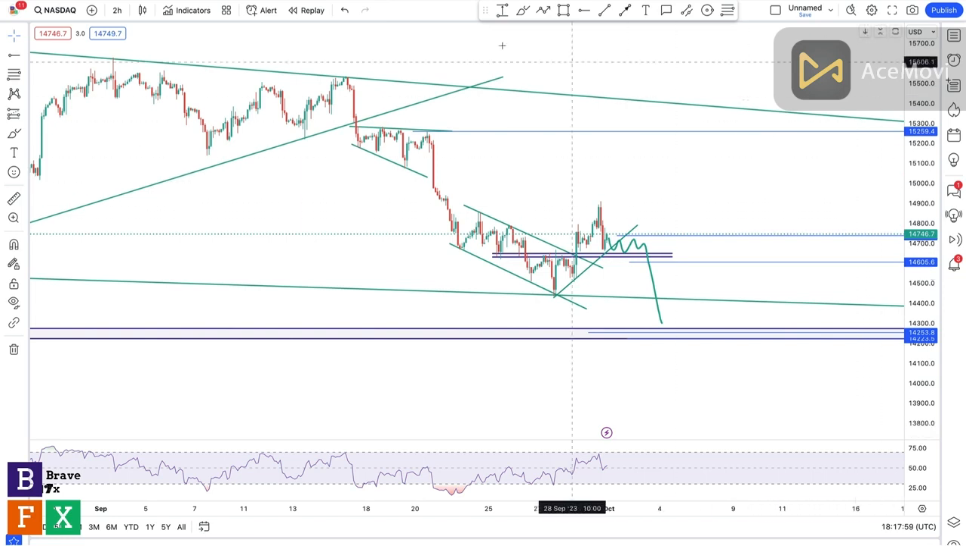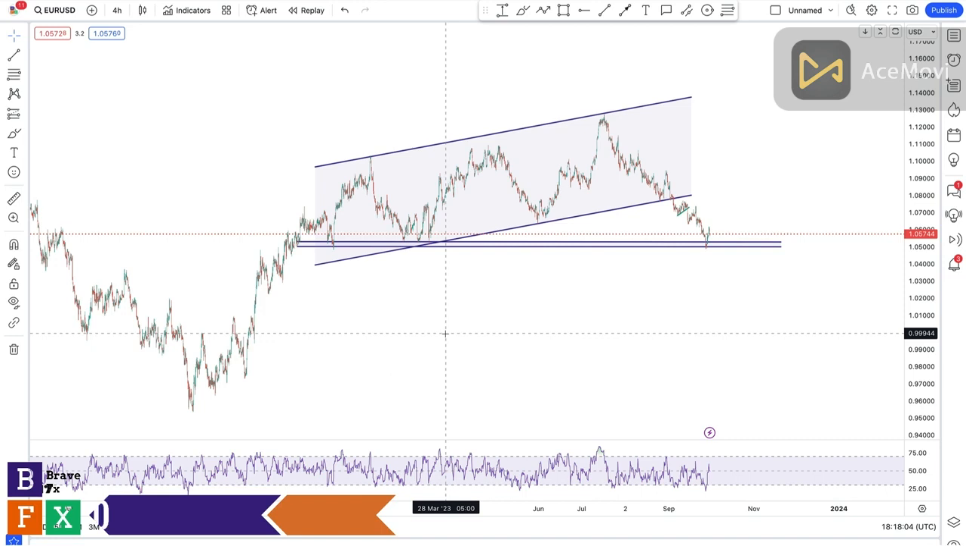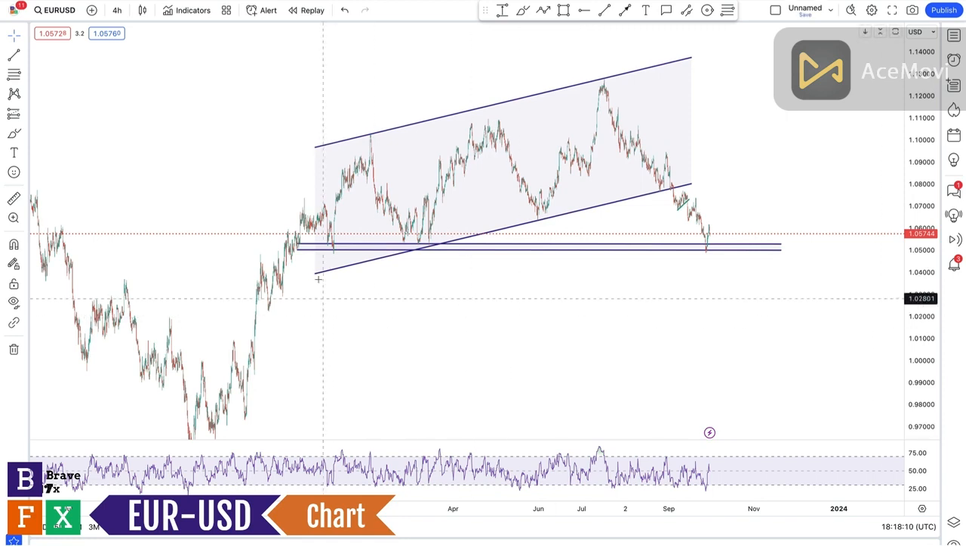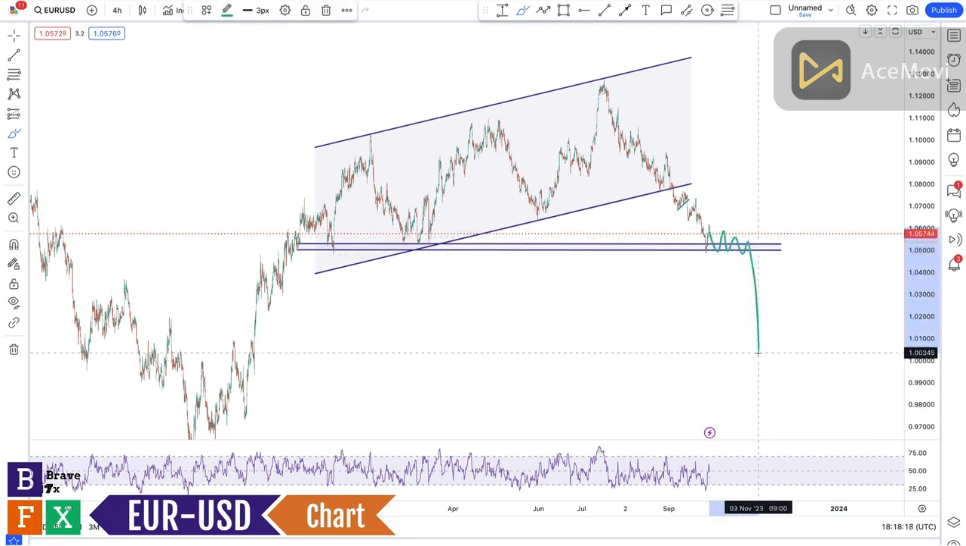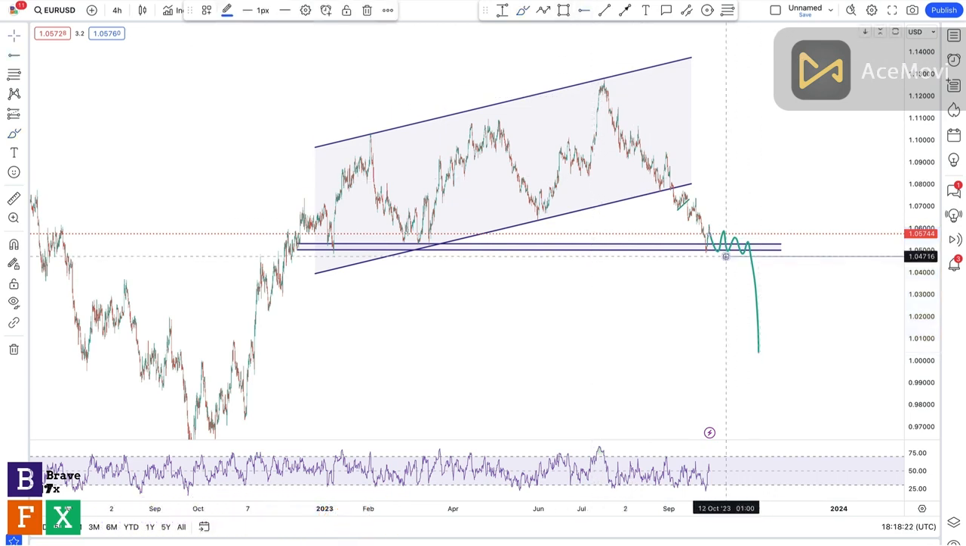Moving on, we're talking about EUR-USD. So EUR-USD is pretty similar to what we have on the GBP-USD chart. The only difference here is that we just bounced off a very significant support level. So I'm going to watch out for a consolidation on this support level, followed by a bearish breakout. This is going to be a solid trade, so I'm going to go short at a breakout from this support level. That's if it happens.